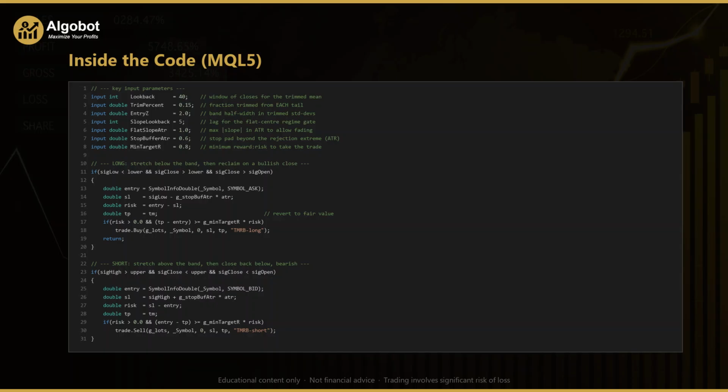The short block is the mirror image. The signal bar's high pushed above the upper band. The close came back below it, and the close was below the open, a bearish reclaim. The entry is taken at the bid. The stop sits just above the bar's high plus the ATR buffer, and the take profit again targets the trimmed mean. It goes to trade.sell only when the reward to risk minimum is satisfied. Both sides share the same clean, symmetric logic.